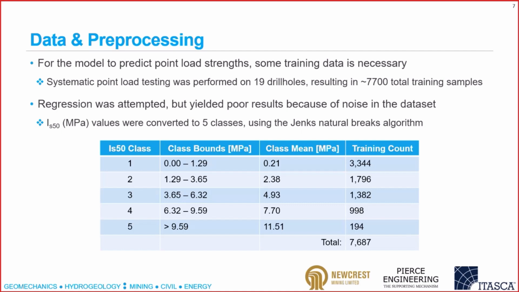Instead, what we did is we tried grouping these values into various classes that we have called IS50 classes in the table here. And so using the Jenks natural breaks algorithm, which essentially finds the best way to split your data set into various classes by looking at the values, we were able to create different class bounds and group these in classes. So instead of predicting an IS50 value directly, we're instead predicting an IS50 class. And then we've converted these class values to the mean of that class in MPa. And the training counts are shown here as well. We had a lot more weak data to train the model on than strong data.